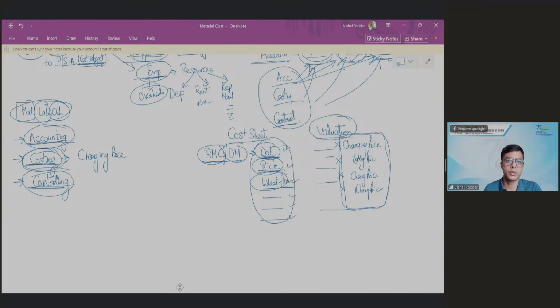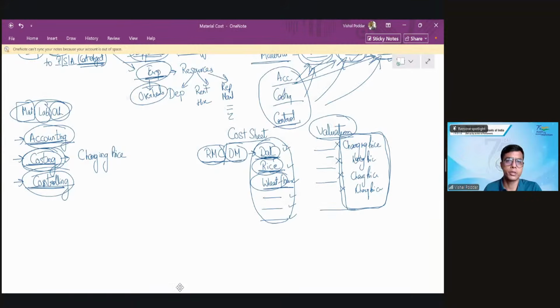Now for dal, let us say I required 200 grams. For rice, let us say I required 500 grams. Wheat flour, 250 grams. Something 3 pieces. Something half a liter. So depending upon different items of material, you will identify the different quantities of each of the material. अब ये first step में हो गया.